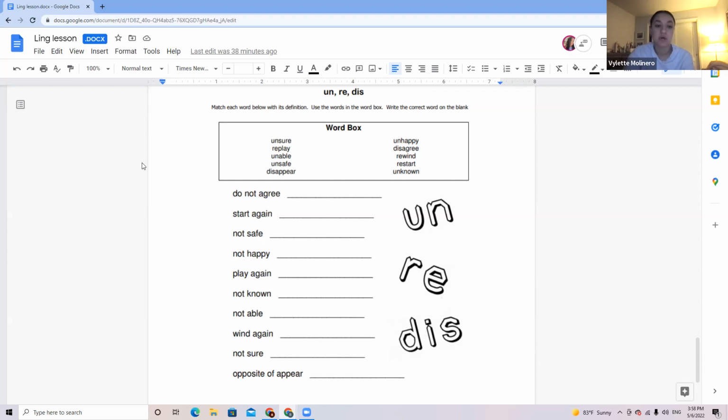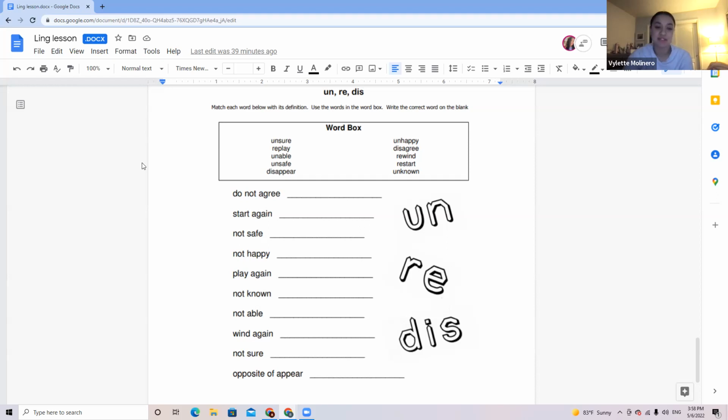Our next one is not safe. What prefix is to not? Something not safe. Which prefix? Any guesses? It would be, yes, you are correct. Unsafe. It would be under not safe. There are many ways that we can be unsafe in plenty of different ways.